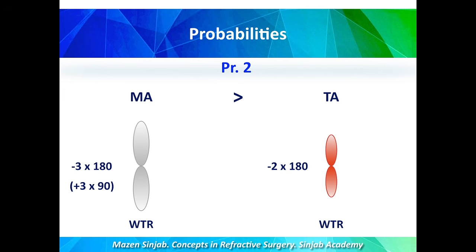Probability number 2, still both manifest and topographic astigmatism are with the rule, but the manifest astigmatism amount is larger than that of the topographic astigmatism. For example, the manifest astigmatism is -3 at 180 or +3 at 90, while the topographic astigmatism is -2 at 180.